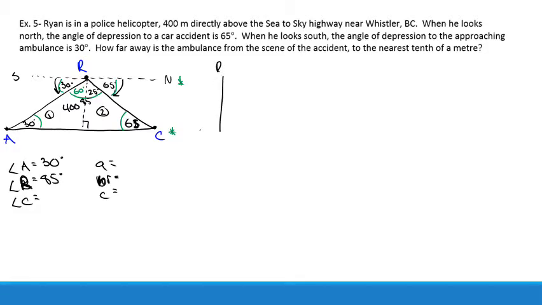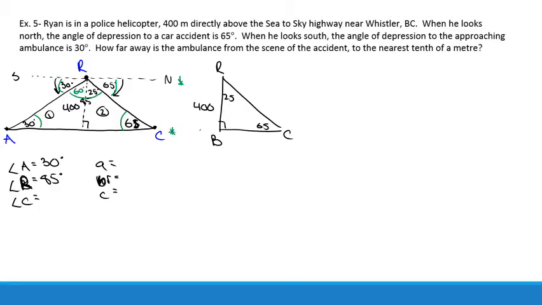Okay, so this is Ryan. This is 90 here. This is the car crash. And this is straight down. I'm just going to make it a B, kind of random. We know that's 25 degrees. We know this is 65 degrees. We also know Ryan's height is 400 meters above.